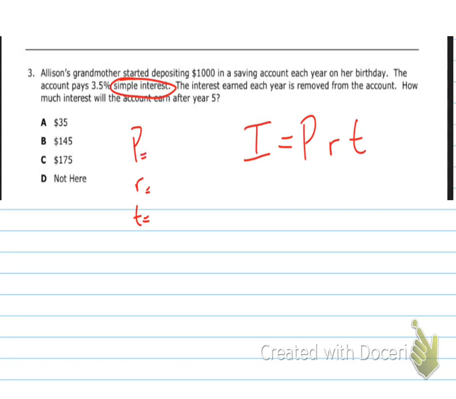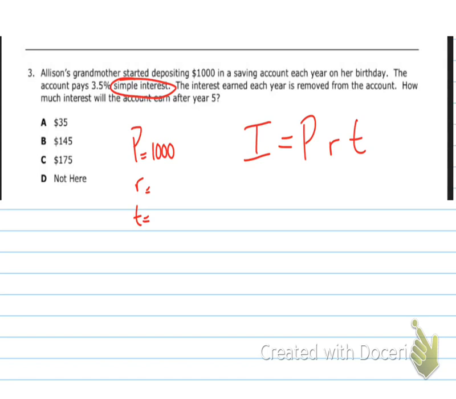So when I say P, I mean the starting amount. It says they started depositing 1,000 each year on her birthday, and it's actually an interesting one. So 1,000 each year; the starting amount is 1,000. I'm pretty sure this is supposed to be solved another way, but the way they worded it ends up working out fine.